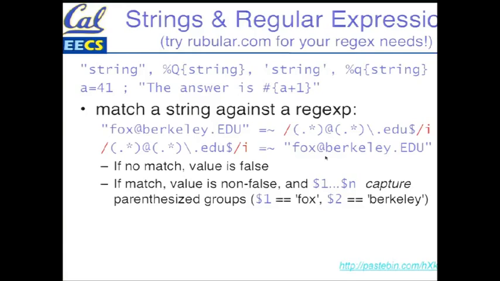So in this example, when I'm matching this regex against fox@berkeley.edu, this first group of parens is capturing everything before the @, so $1 will be the string fox that matched that. And the second group of parens will be captured by $2. That's everything after the @ sign, which is actually just Berkeley, because the .edu anchored to the end of the string is outside the match.